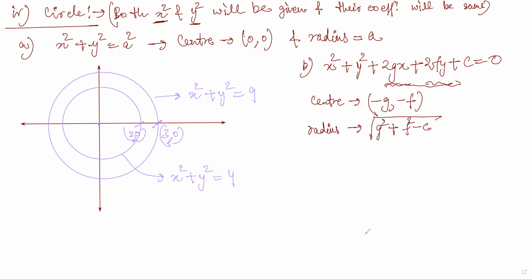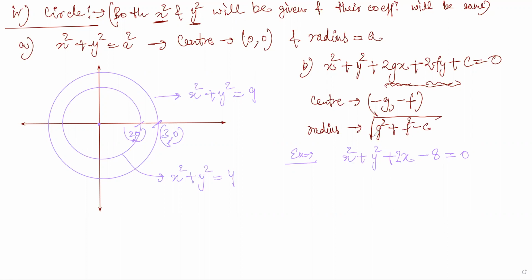Let's take an example to understand that better. So let's draw the graph of x square plus y square plus 2x minus 8 is equals to 0.